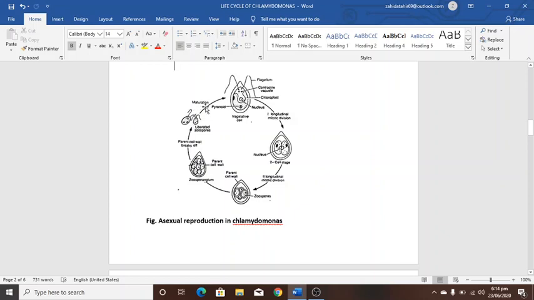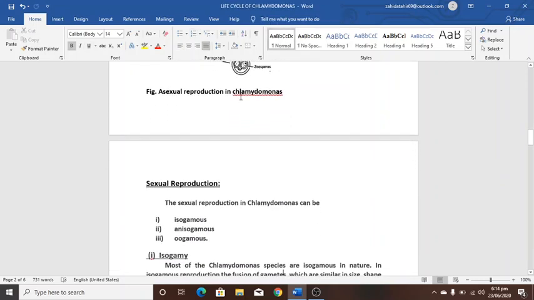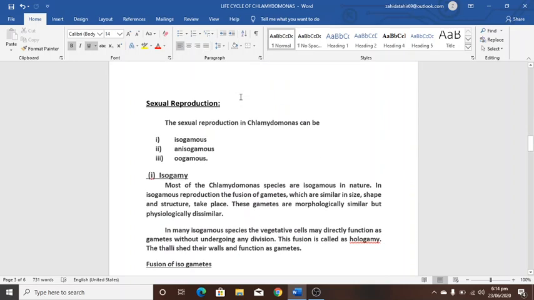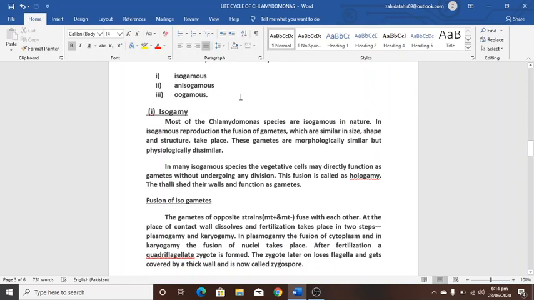will mature into the vegetative cell, which we call the mature Chlamydomonas. Now we will go to the sexual reproduction. The sexual reproduction in Chlamydomonas can be isogamous, anisogamous, and oogamous. First of all, what is isogamy? Iso means same, gamy from gametes. Most of the Chlamydomonas species are isogamous in nature.